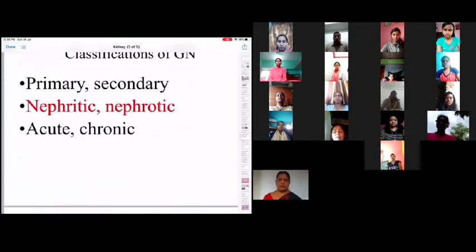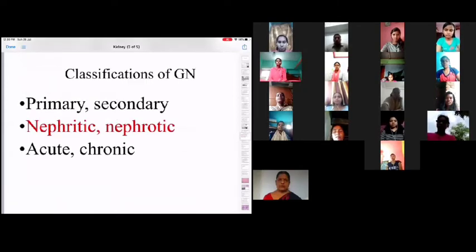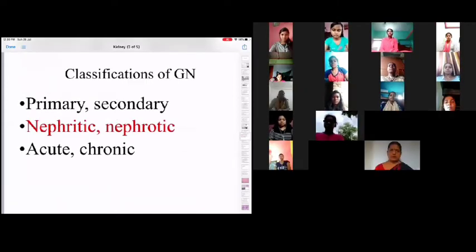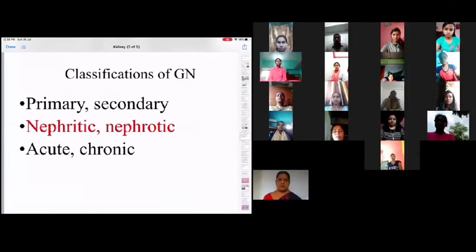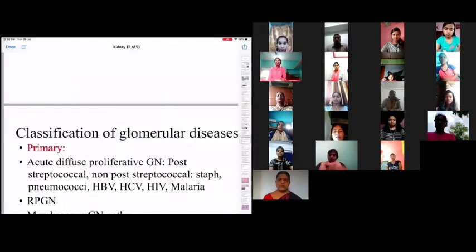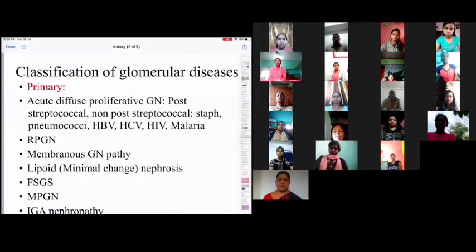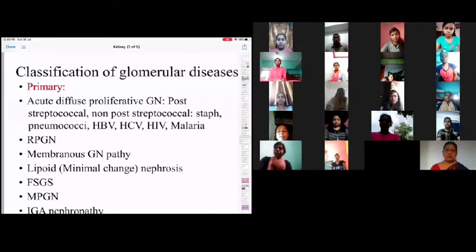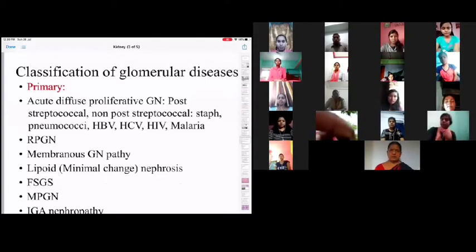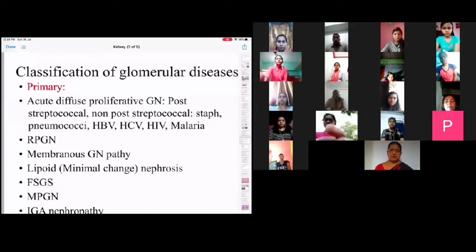So, classification of glomerulonephritis: primary glomerulonephritis, secondary glomerulonephritis, nephritic syndrome, nephrotic syndrome, and acute and chronic glomerulonephritis. First is the primary glomerulonephritis. This is the most common glomerulonephritis, and it is caused by post-streptococcal infection.